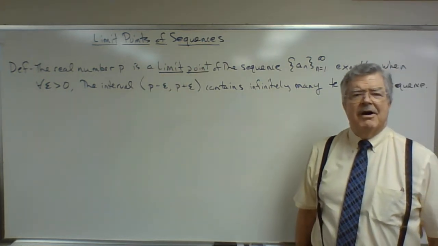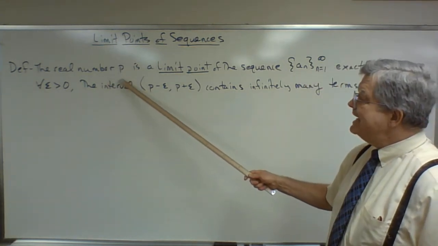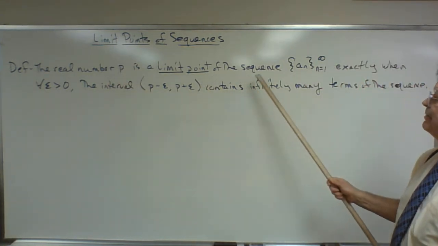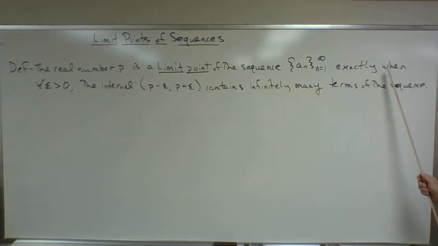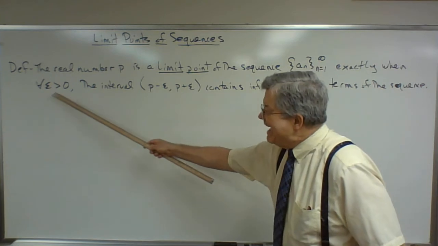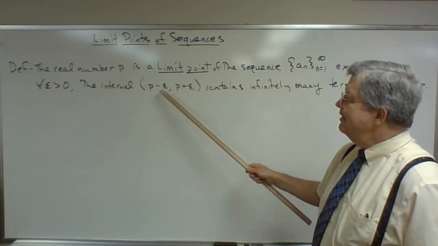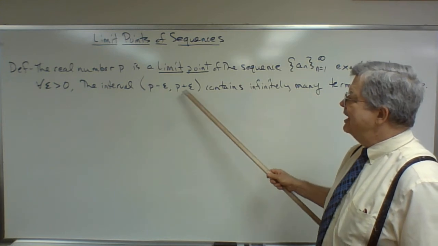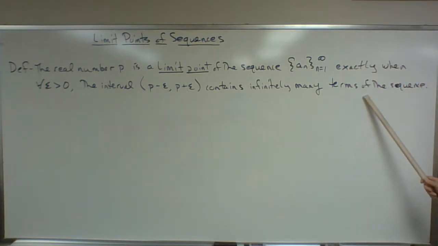And let's start off with the definition. The real number p is a limit point of the sequence a sub n exactly when for every epsilon greater than 0, the interval (p minus epsilon, p plus epsilon) contains infinitely many terms of the sequence.